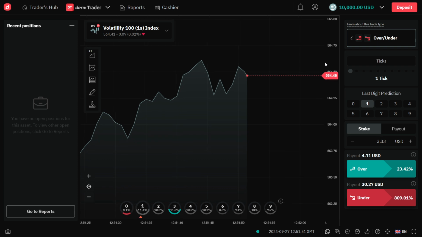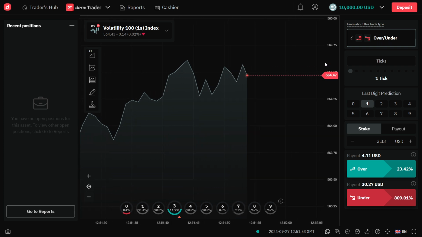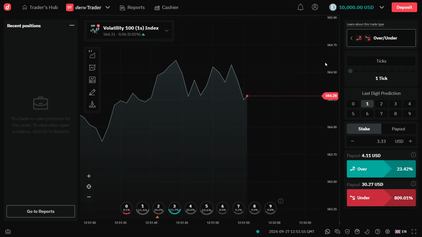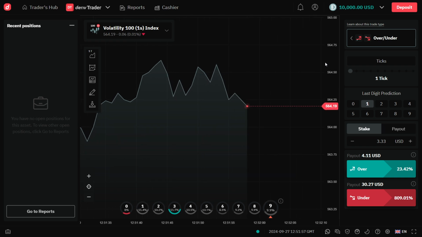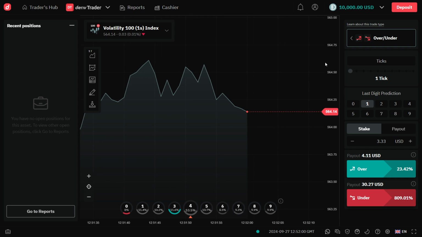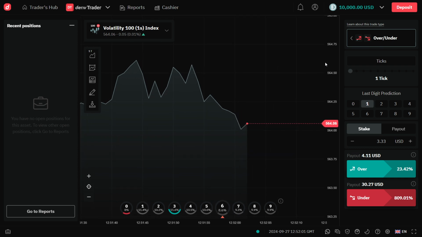First things first, alright? Ensure the green circle and the red circle are above 3, alright? Ensure the green circle and the red circle are both above 3.